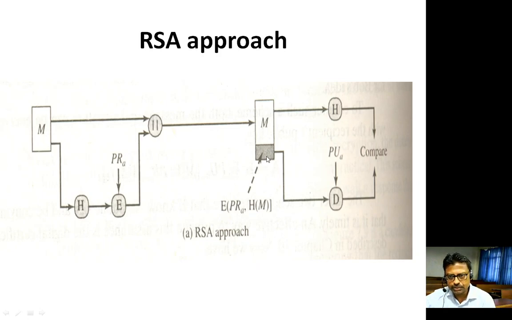So that can be represented by encryption with PRA, meaning the private key, on the hash value of the message. Now whenever it is received, the message and the signature are received all together, but it is bifurcated. For the original message, we try to obtain the hash value by using the same algorithm which is applied on the sender side.